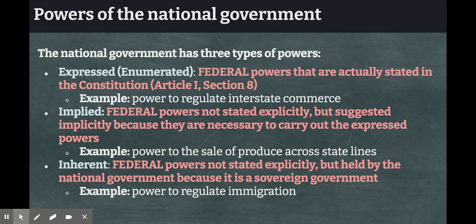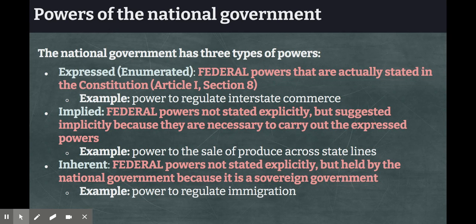All right, well, what powers do each of these parties have? So let's start with the powers of the national government. And there are three types of powers which you're going to need to know. First of all, there's expressed powers, which you'll also see called enumerated powers. And these are federal powers that are actually explicitly stated in the Constitution in Article 1, Section 8, which you've already seen a little bit of. So one of the examples of this, right, is Congress has the power to regulate interstate commerce, so things that are bought and sold across state lines, right?